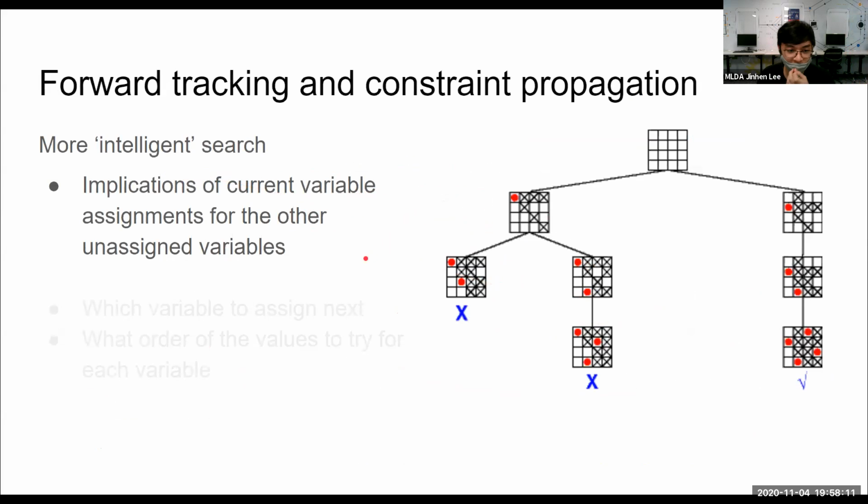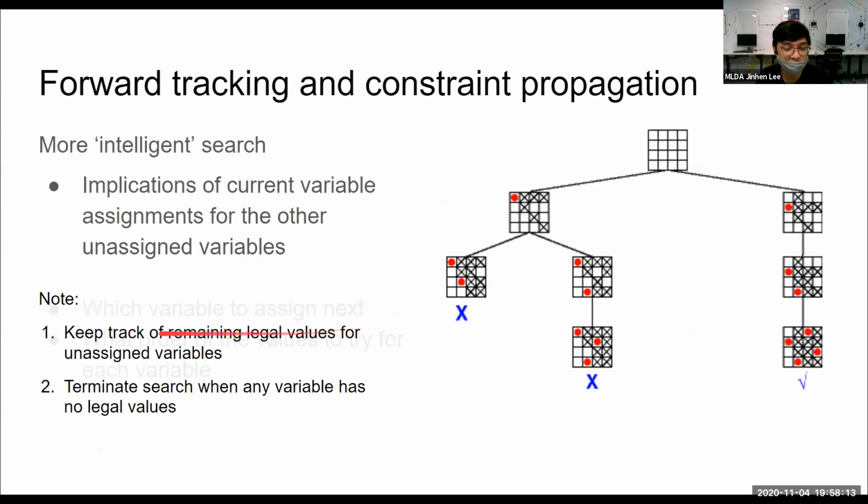So other factors we can look at is, so the takeaway for this one is we have to keep track of the remaining legal values for unassigned variables. And we terminate search when the variable has no legal values anymore. So this means the third column has no more legal values. So we terminate the search and we backtrack it.